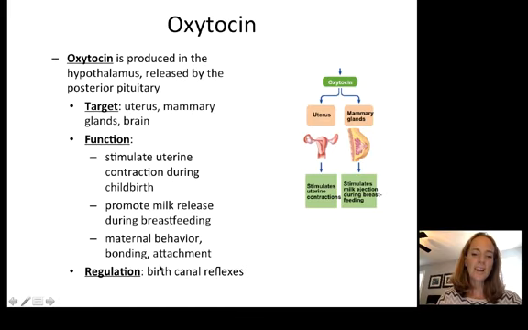The regulation of oxytocin we know most about during childbirth, positive feedback regulation. And it is regulated by birth canal reflex during contraction. It's also regulated by stimulation of the mammary glands for milk release.